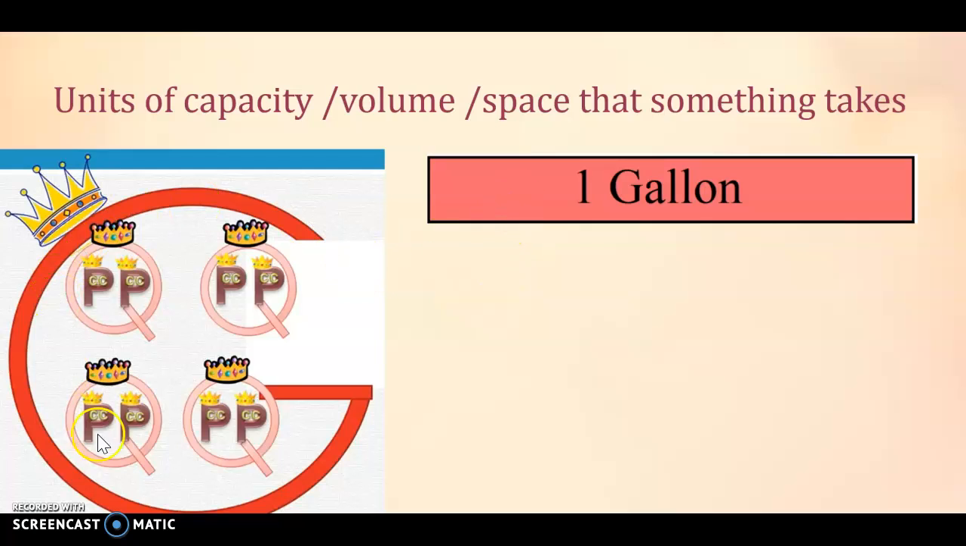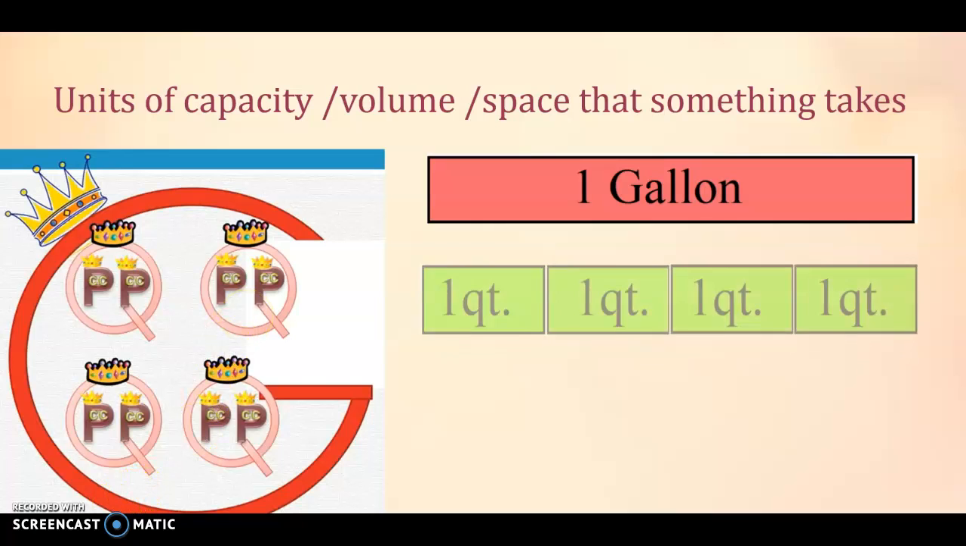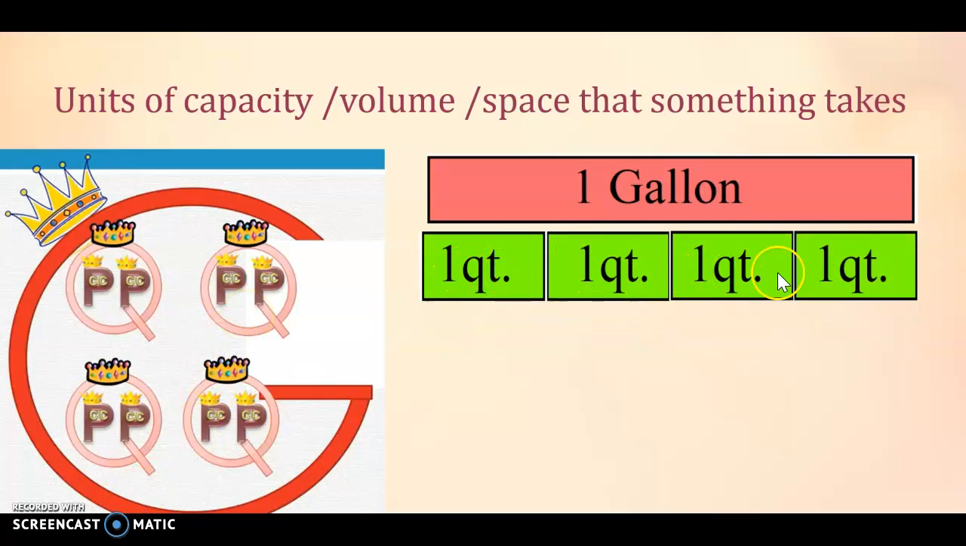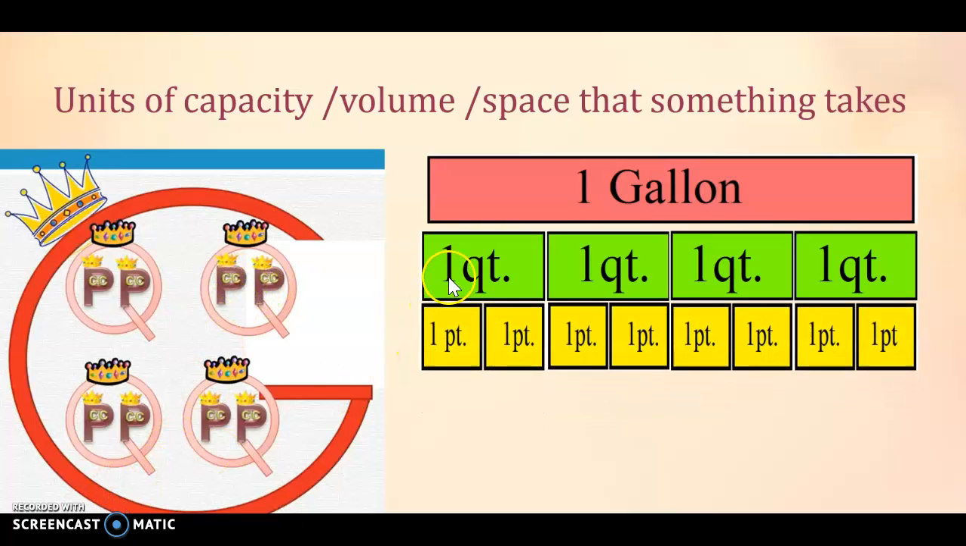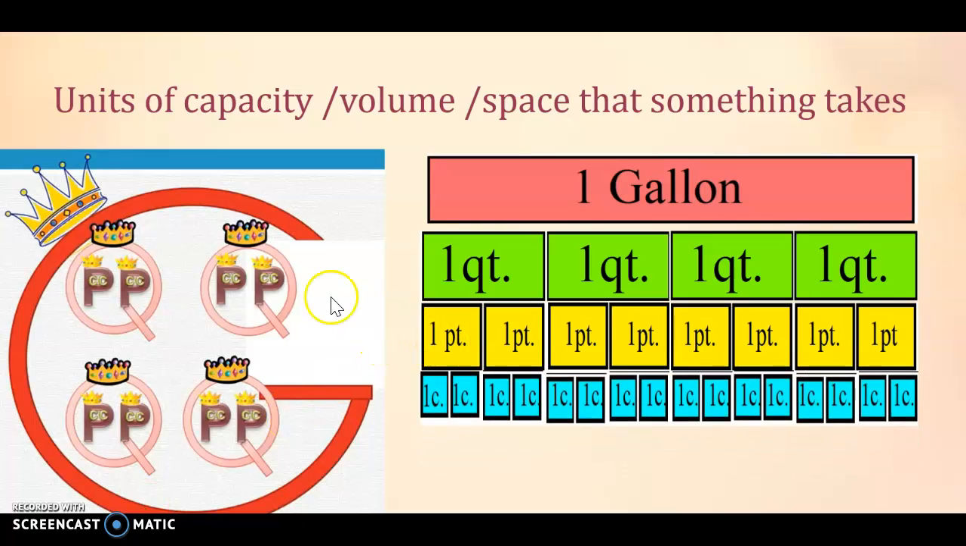1 gallon, which is this G, and the largest unit in this lesson, equals 4 quarts, which are these Q's. Each quart has 2 pints in it, right? So each quart has 2 pints. Each pint has 2 cups. If I have this model in front of me, it's easier to answer any word problem.